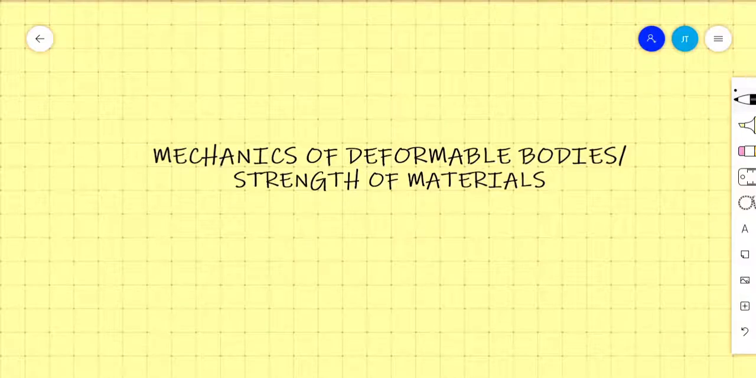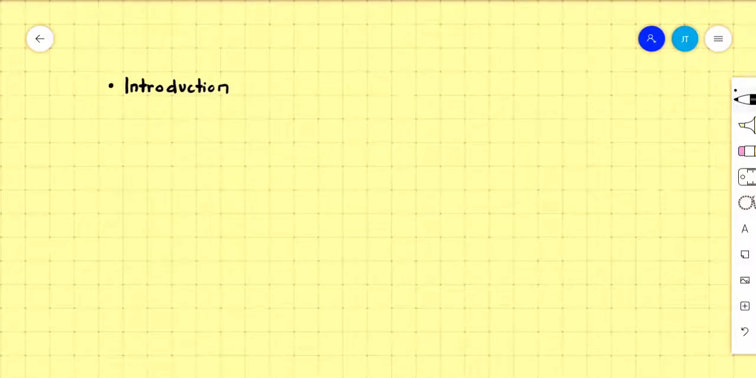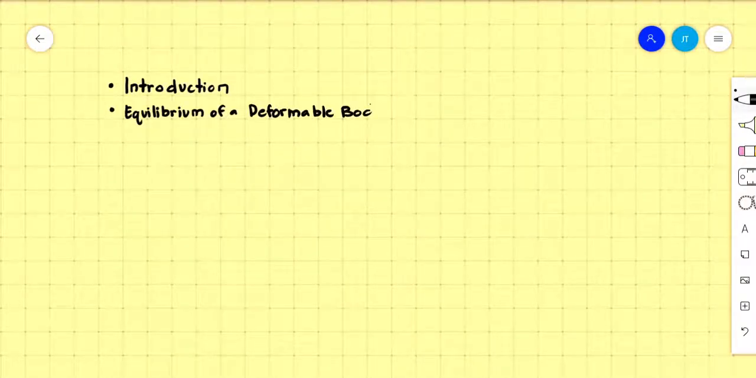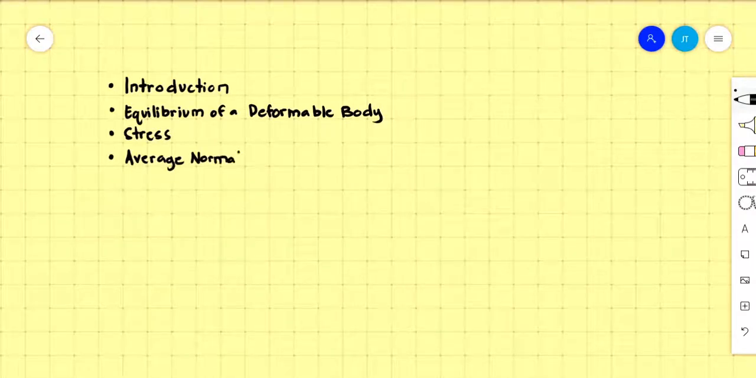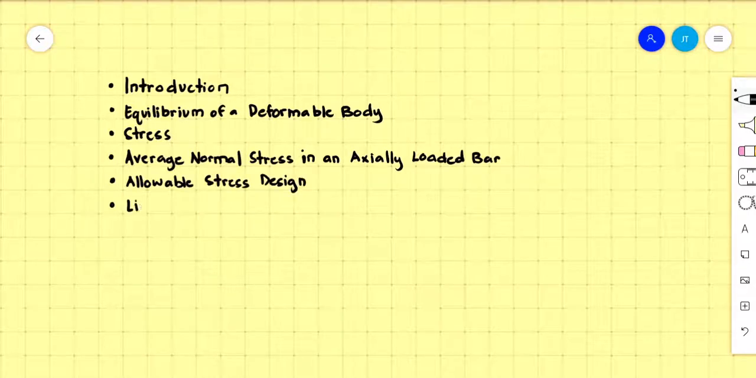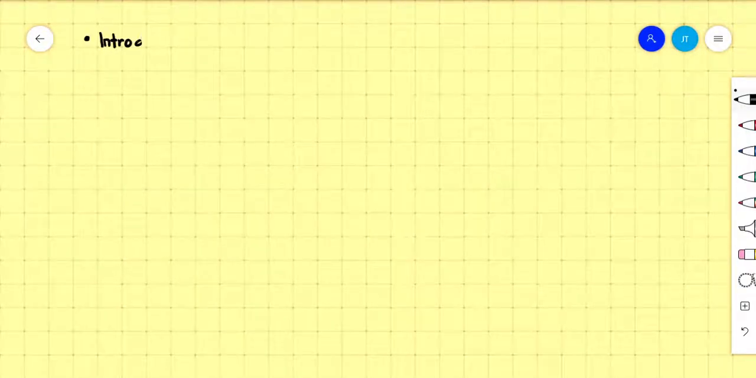Be guided that there are timestamps below, so feel free to jump right into your desired topic. In this session we will tackle the concept of stress. It comprises the following topics: introduction, equilibrium of a deformable body, stress, average normal stress in an axially loaded bar, allowable stress design, and last, limit state design. In this video, we will only go through the first three topics. The other three will be available in another video. Let's proceed to the introduction.